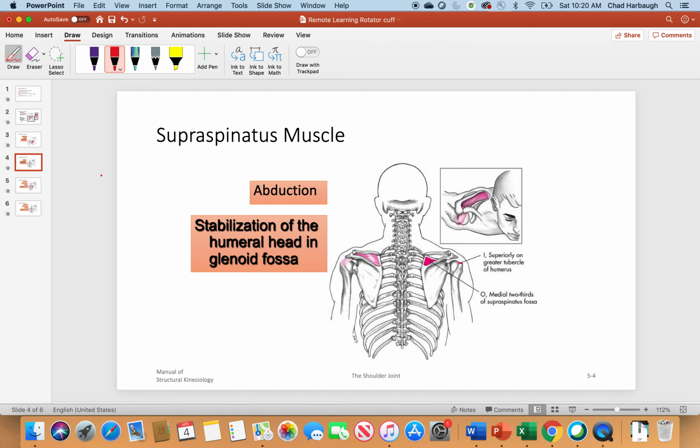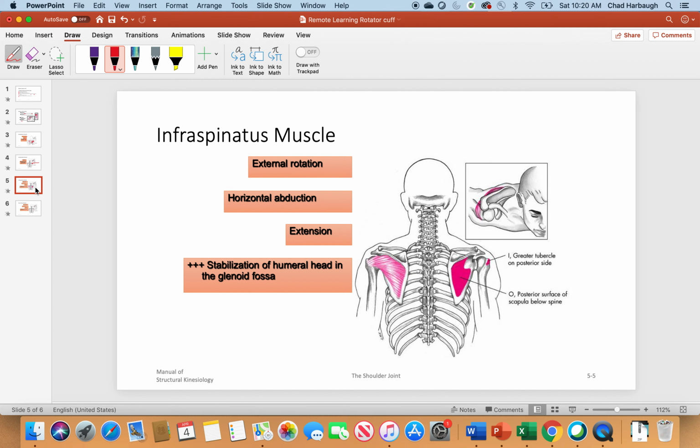When we look at the supraspinatus, what we see is abduction, or moving the arm away from the midline of the body. We're looking at the insertion on the greater tubercle. Again, its main job during abduction is to stabilize the humeral head and the glenoid fossa. The infraspinatus and the teres minor do external rotation. Again, we see the greater tubercle connection here.